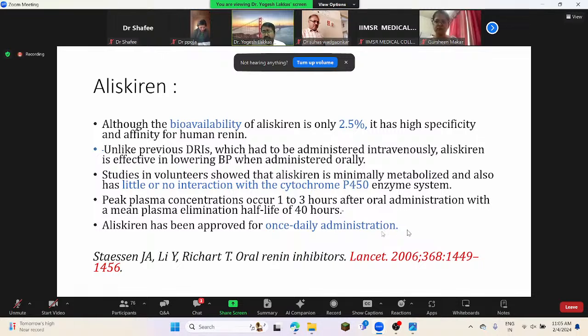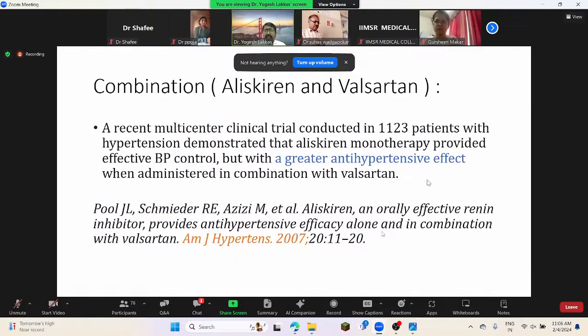This has been taken from the Lancet 2006, when the research was going on. Then an important aspect of this molecule is that most of the time aliskiren will be used with an ARB like valsartan. This trial was published in the American Journal of Hypertension in 2007, and it shows a greater antihypertensive effect when combined with valsartan, and combined drugs are available or coming into the market.